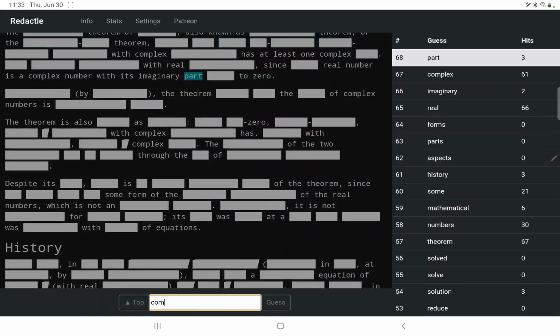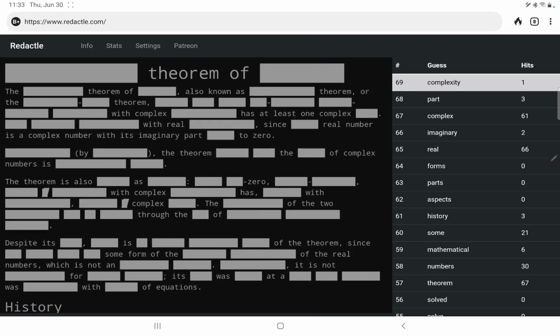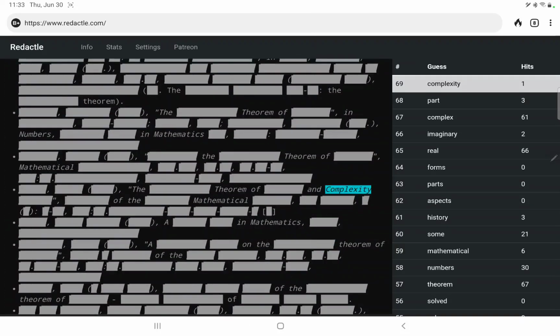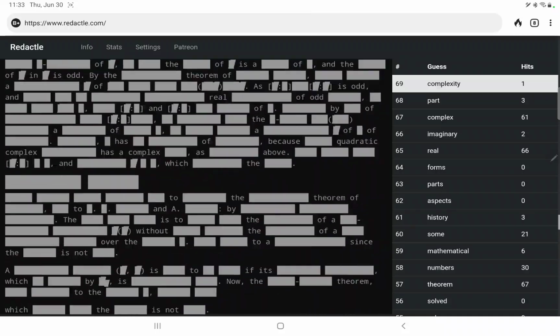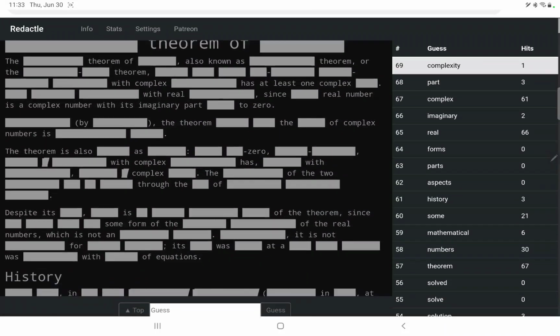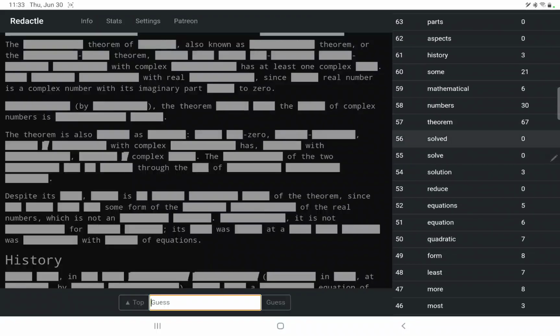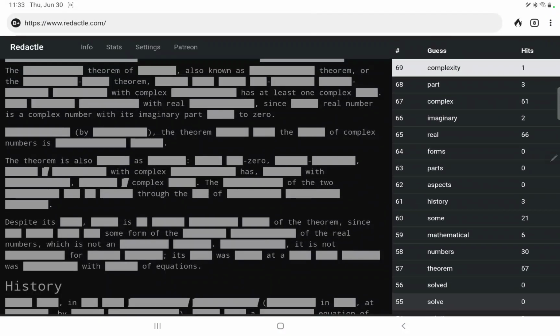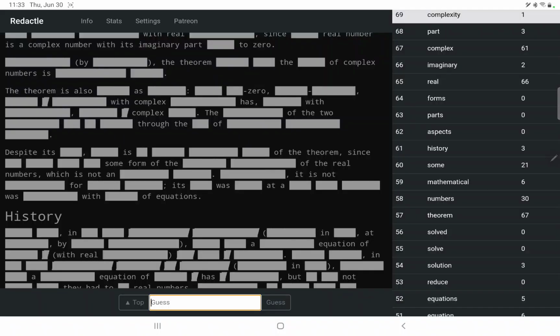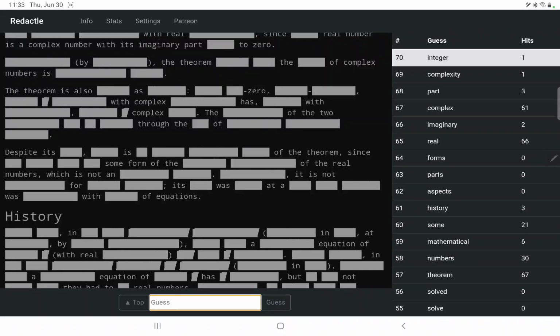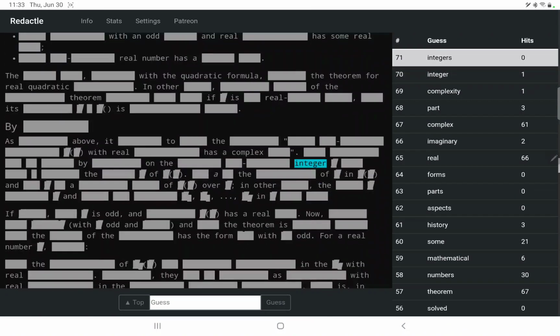How about complexity? One complexity. Okay. Let's see, what other words have I not done? Did I do integer? No, there's one. How about integers? None. Let's look at our one integer.